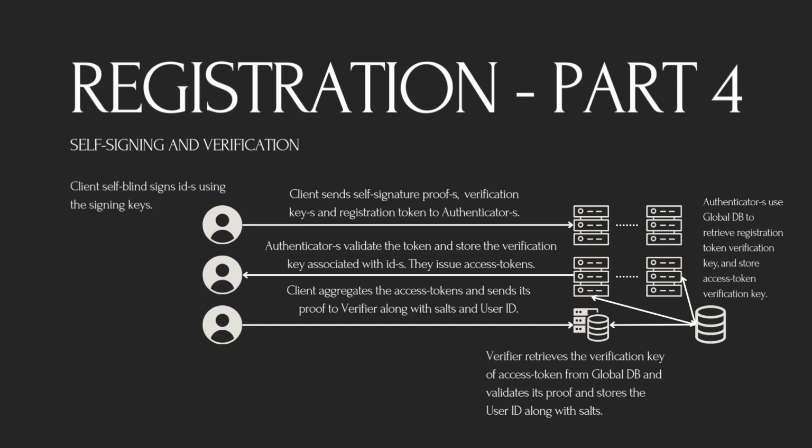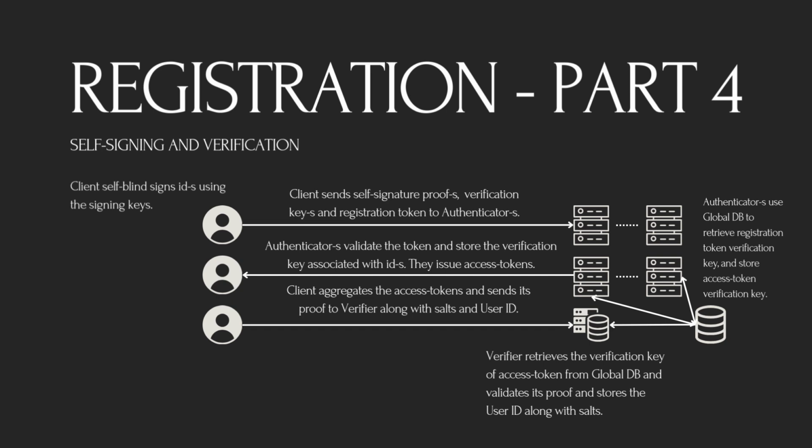It then sends the authentication identities, self-blind signature proof, verification key for the self-signature, blind registration token, verification key for the blind registration token, and a blind signature request for presenting as proof of authentication separately to each authenticator. Each authenticator retrieves the verification key for the blind registration token from the global database and validates the registration access token. Upon successful validation, the authenticator verifies the proof of the client's self-blind signature and stores the verification key along with the authentication identity in its local database for consequent authentications.